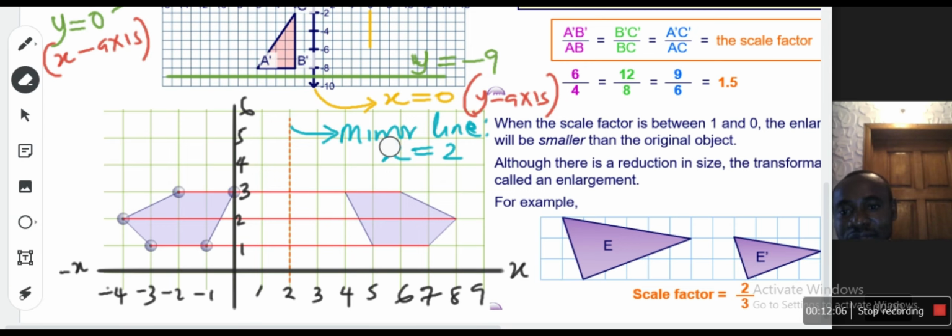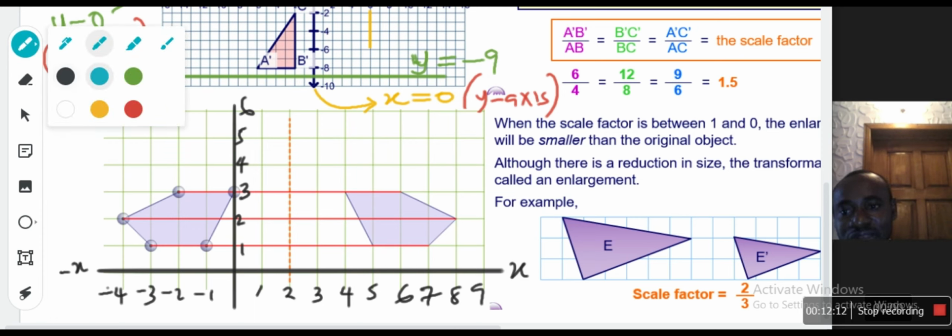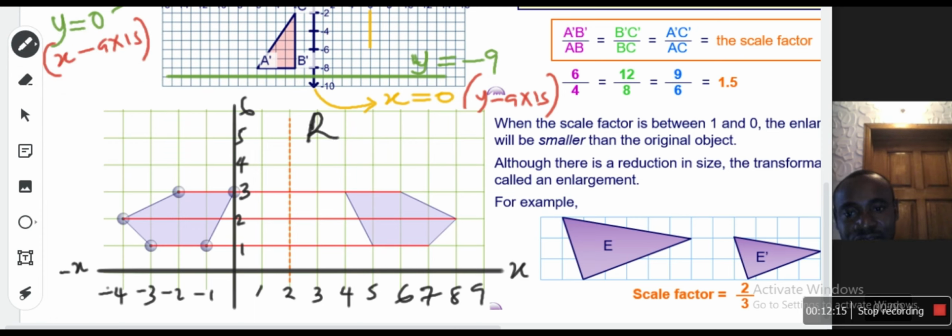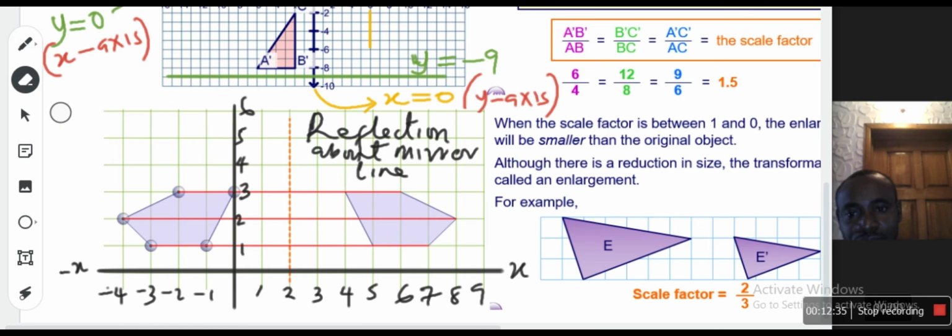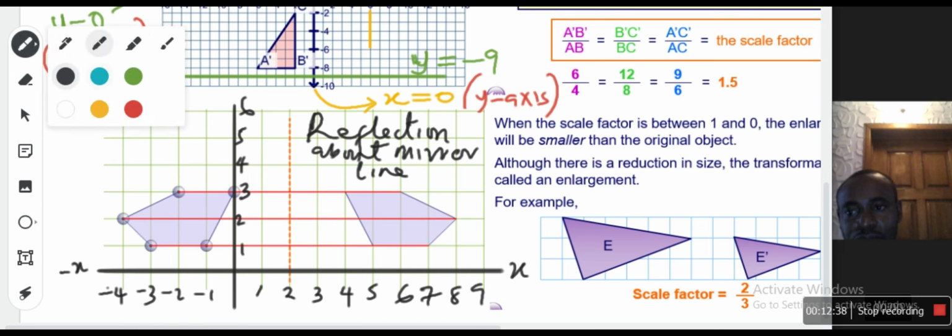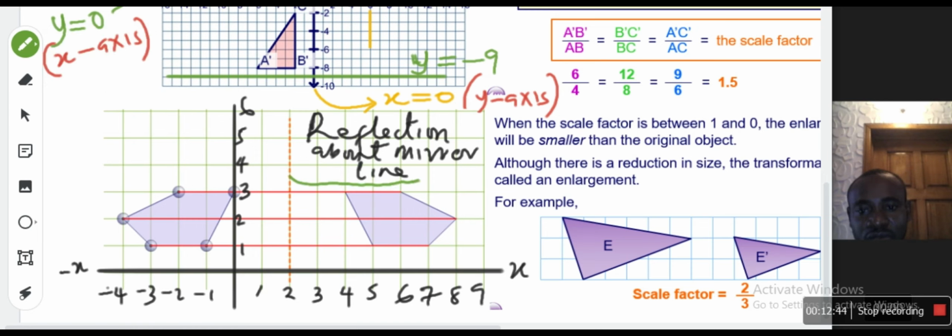Okay? So let me just write it in full. So this is reflection about mirror line x equal to 2. Reflection about this mirror line, x equal to 2.